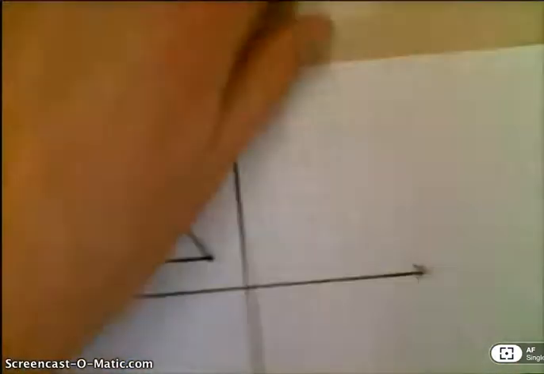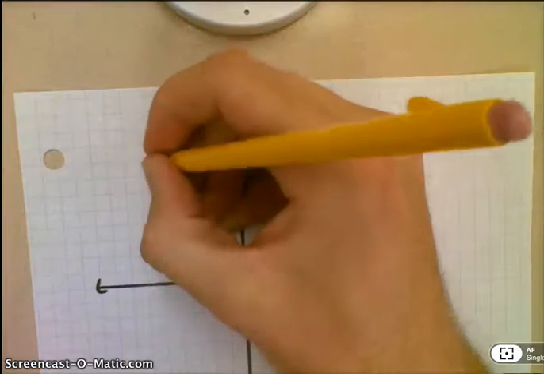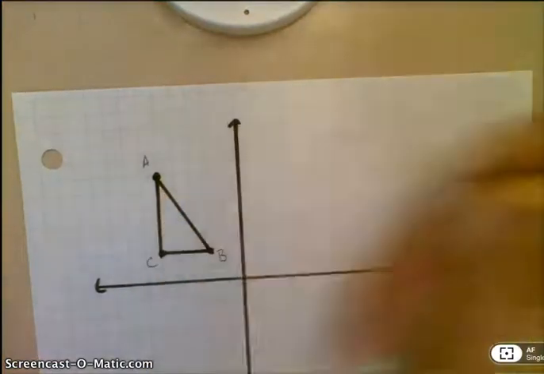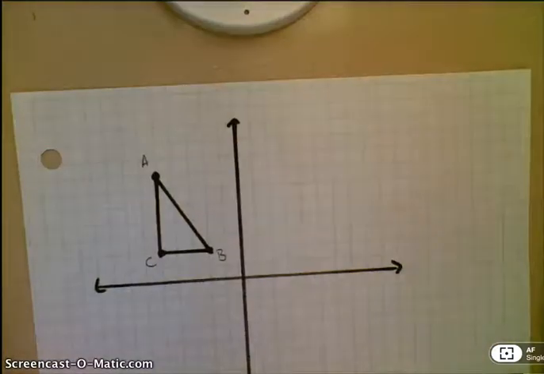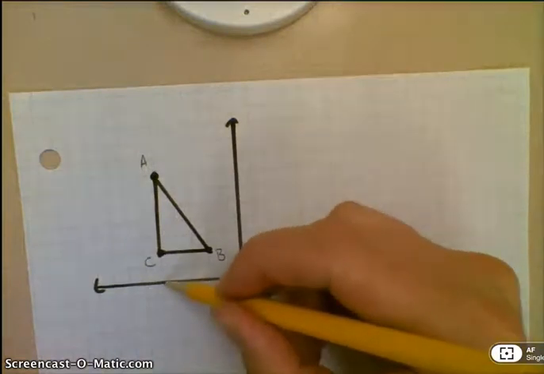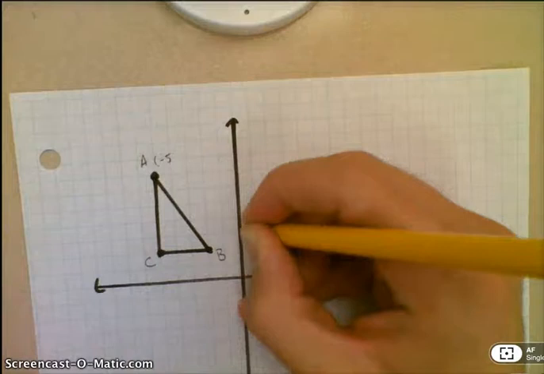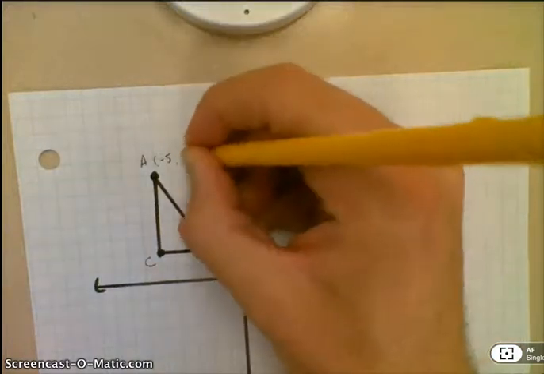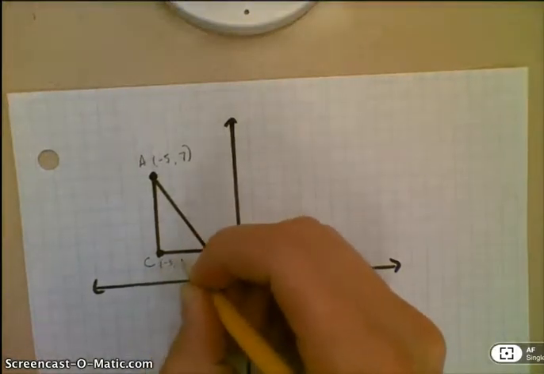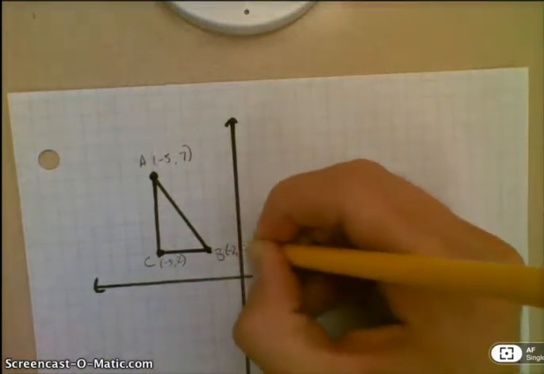let's say I had this triangle. We have points A, B, and C. A is at negative 5, comma 7. C is at negative 5, comma 2. And B is at negative 2, comma 2.